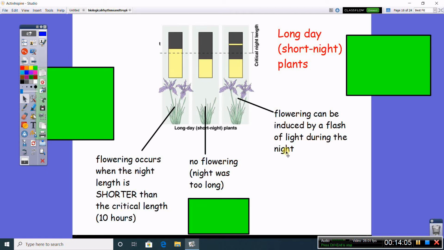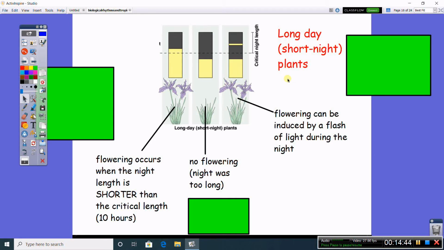Now this is really useful for people who grow flowers commercially. Because let's say that somebody wanted a spring type flower or a summer flower in the winter. Well, in the winter, because the nights would be too long, they could just do a flash of light in the middle of the night, break it up, and then you could get this to flower whenever you wanted to.